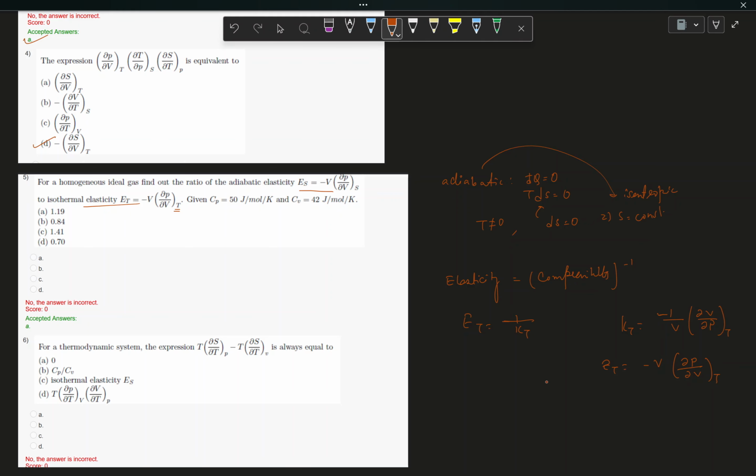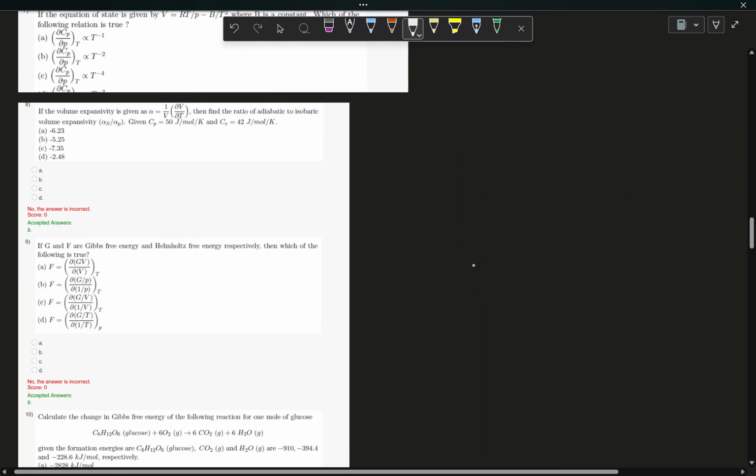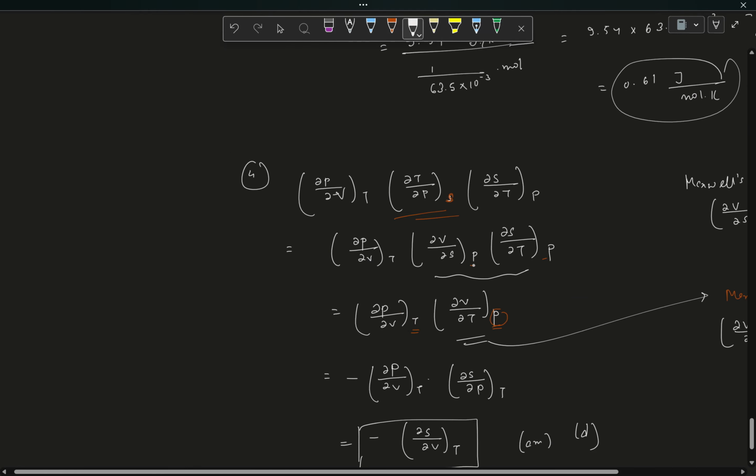Only when you have to take the adiabatic elasticity, then instead of T you just write S. So this is minus V del P del V at S constant. Right, so now you have all the terms Cp, Cv, etc., and you have this relation. So just now calculate what is asked in the question.